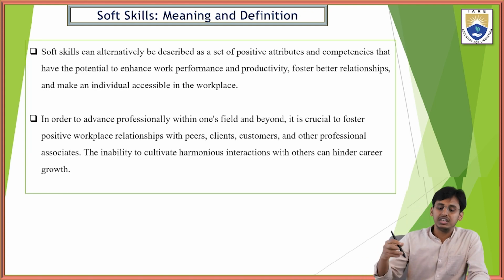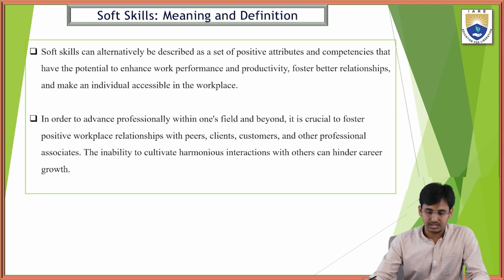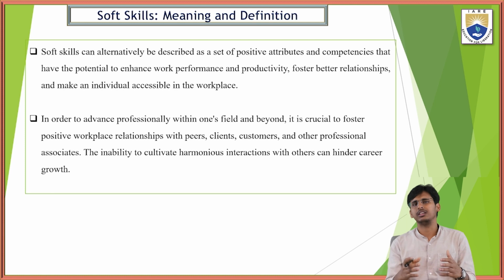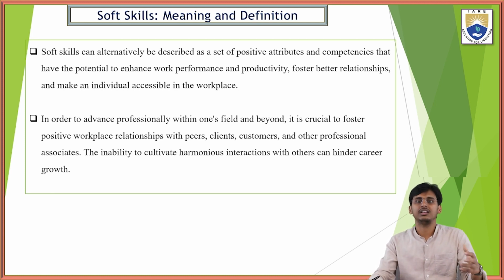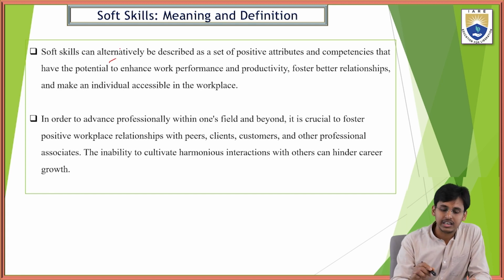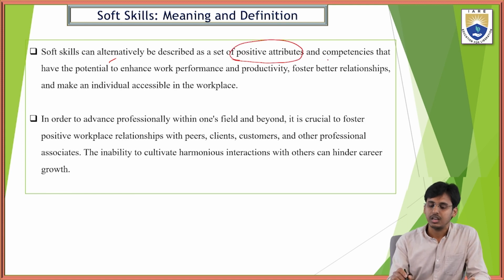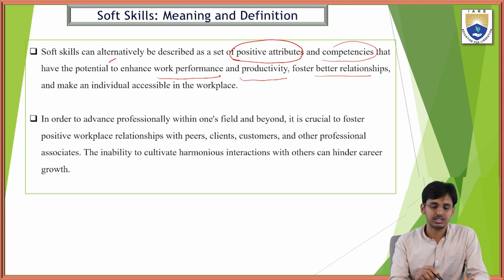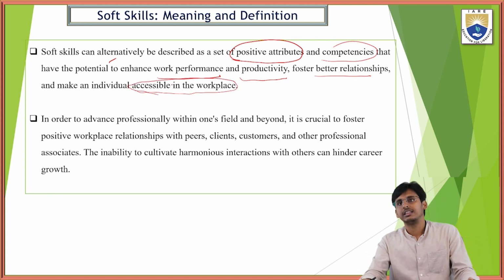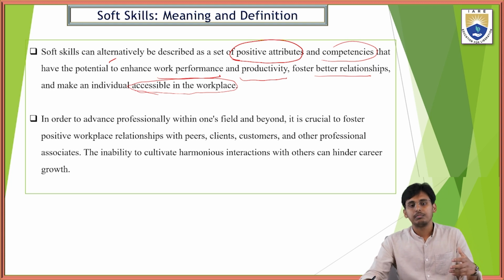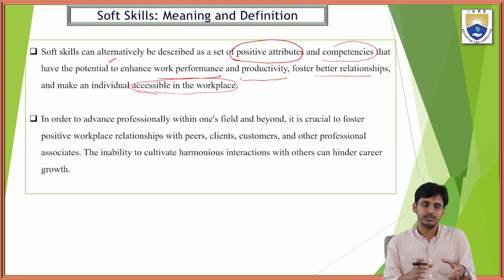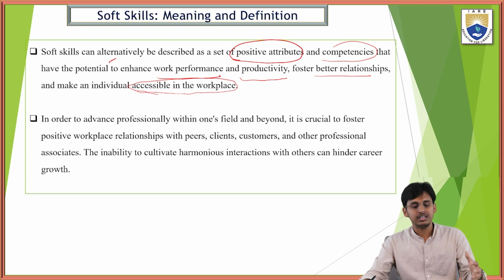Soft skill can alternatively be described as a set of positive attributes and competencies. I have already told you that soft skill is related to the behaviors, manners, and attitude we hold while doing any task, while working in any professional sector, while functioning in a society. So soft skills can alternatively be described as positive attributes and competencies that have the potential to enhance work performance and productivity, foster better relationships, and make an individual accessible in the workplace. This last word, accessible in the workplace, means that an individual will have an outlook such that people, his co-worker, his boss, and his subordinate can approach him and can easily access him. So this is all about soft skills.